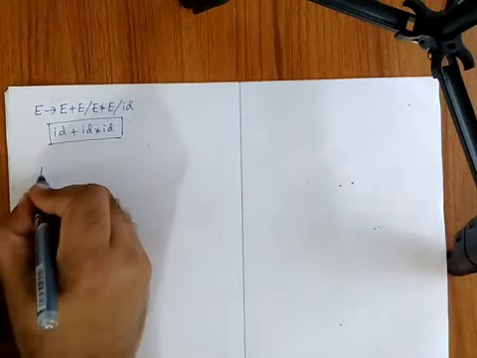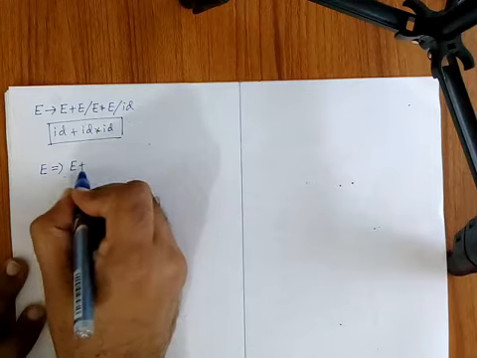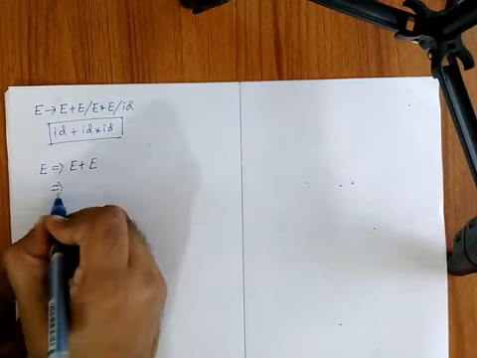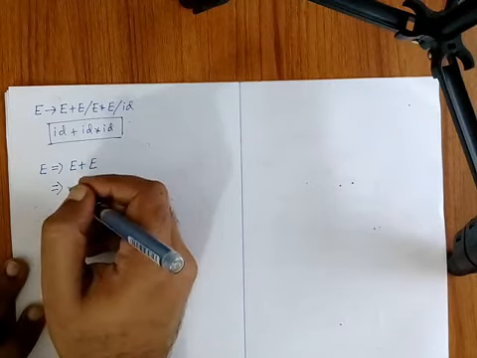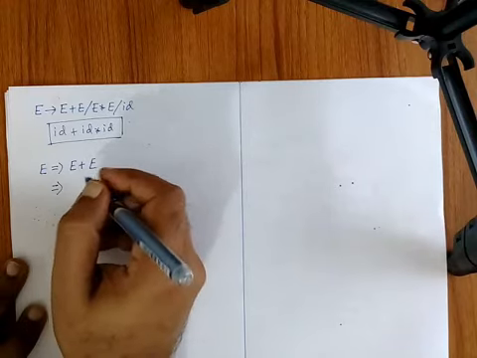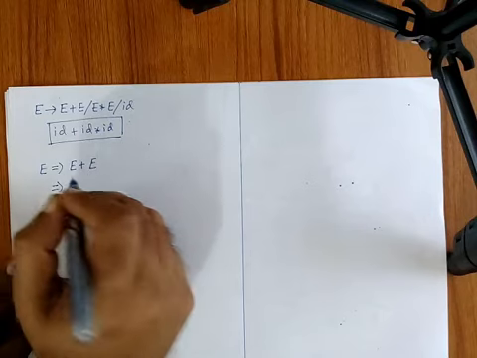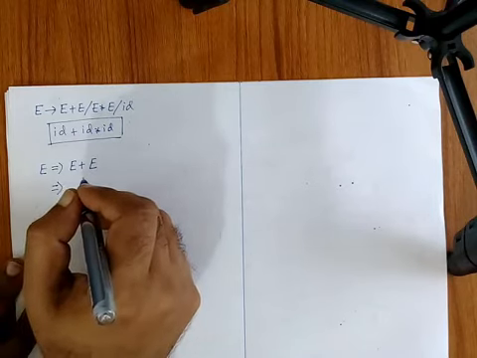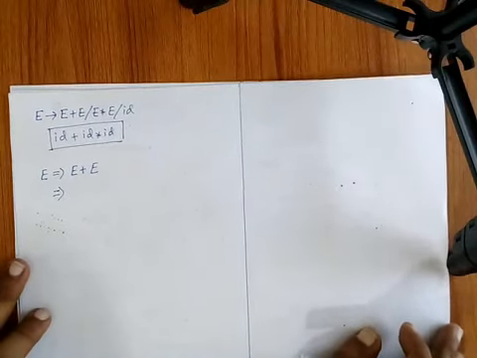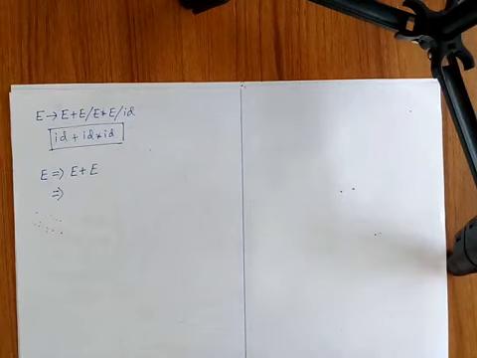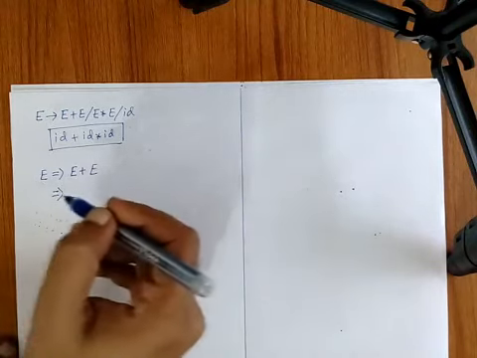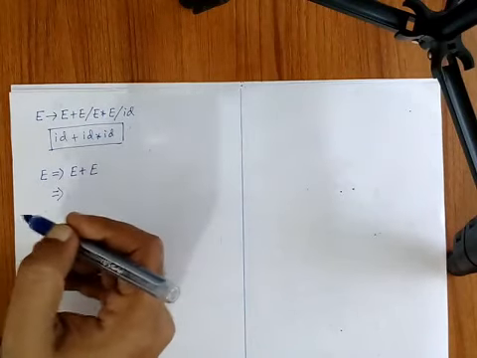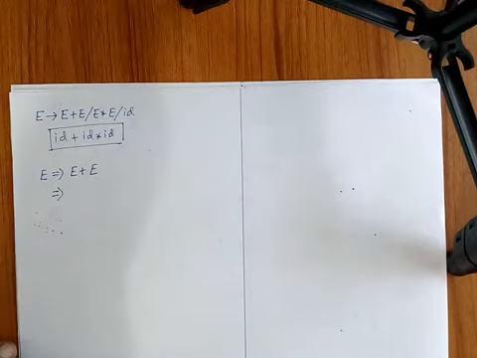E derives at first E plus E, then before replacing any leftmost variable with a terminal, we always continue from the left side. Is it clear to you guys?